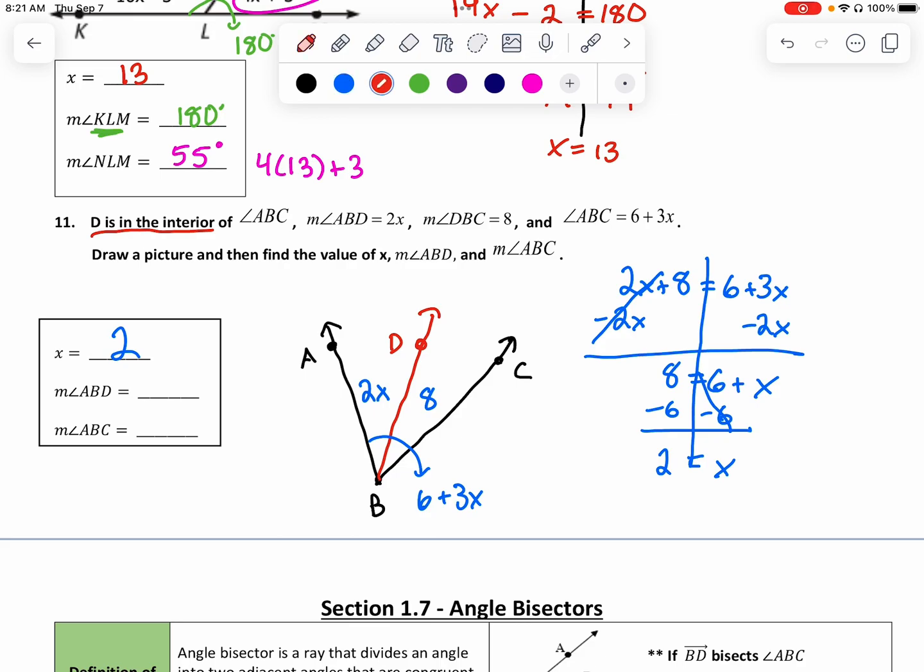Then we want to find ABD. So ABD is 2x, so we can do 2 times and plug in the 2. So we get 4. And then ABC is the 6 plus 3x, so we can do 6 plus 3 times 2, because 2 is x. So 6 plus 6 is 12. So 12 degrees and 4 degrees are our missing angles. All right, that is section 1.6.